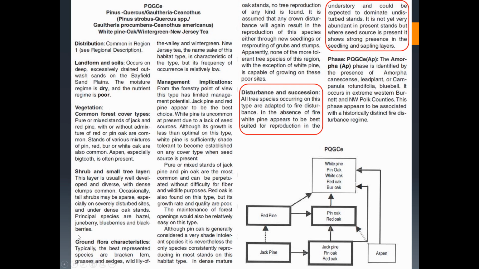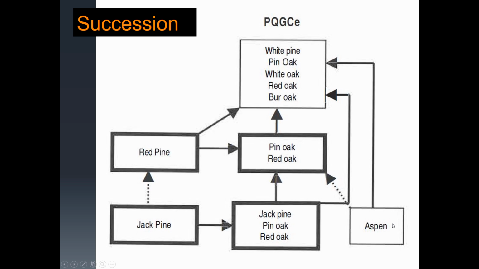Here, you see there's a much more complex successional picture painted in this diagram. So it's not point A to point B to point C. We could have, for example, a jack pine, pin oak, red oak stand, and that might transition to pin oak or red oak, and that might transition to one of these later stages. Or we might start with an aspen stand, or we might have a pure jack pine stand. All of these forest types can exist in this PQGCE habitat type, and they can go different pathways based on management or disturbance.